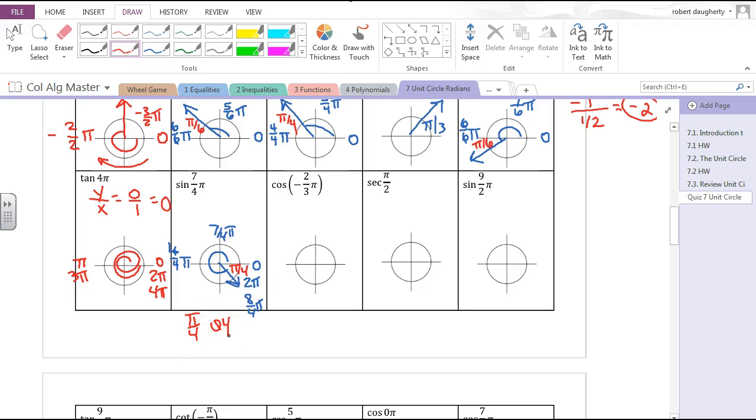What's the definition of sine? It's the y value. Go to pi over 4 on your unit circle. The y value is square root of 2 over 2. You're in the fourth quadrant. The sign will be negative.